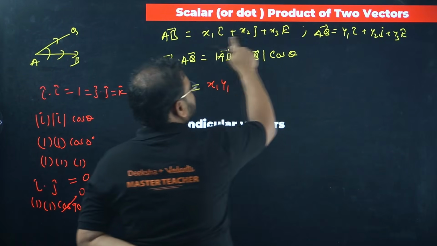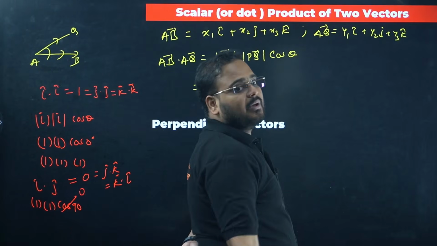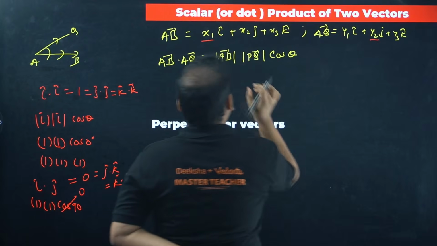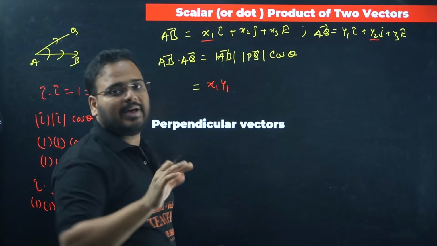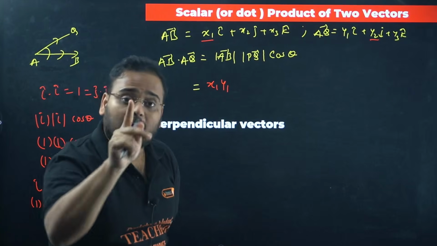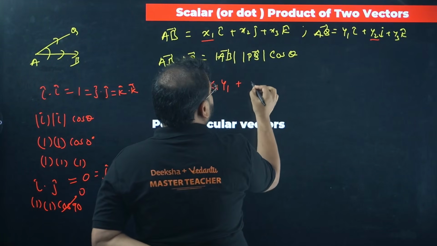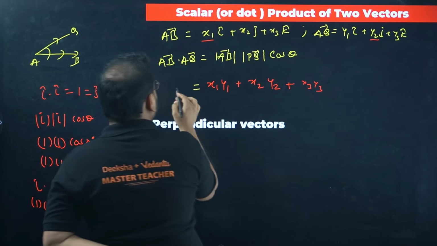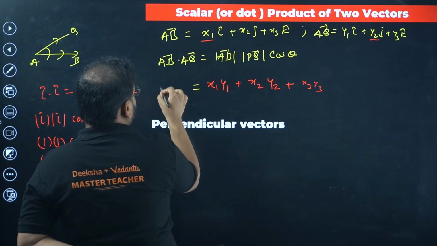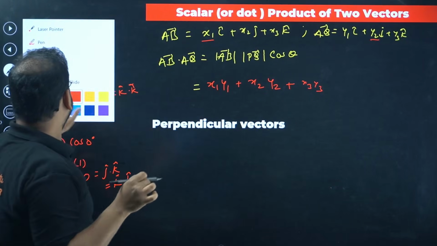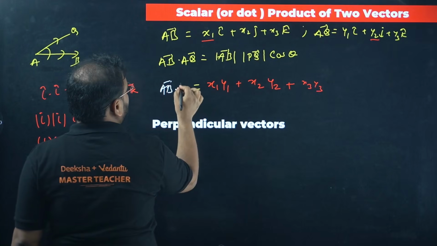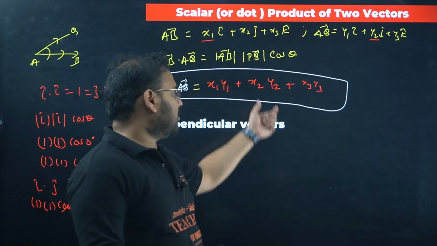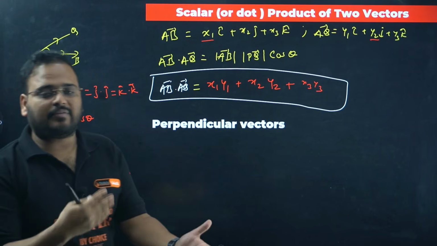So we don't multiply this one with y2, because if you multiply x1 with y2, it will become 0, because it is I dot j. So you just simply multiply the like components, means x to x, I to I, j to j, and k to k in the case of dot product. So you get here x1 y1, x2 y2 and x3 y3. This is the result of AB dot with AQ, either in the form of the definition or in the form of the rectangular components, the components of x, y and z.